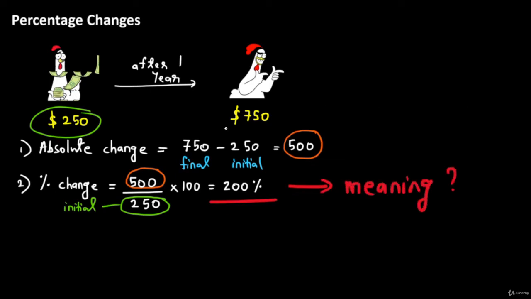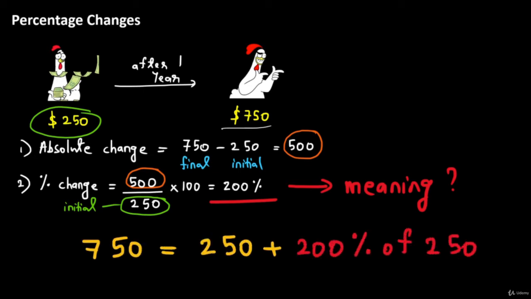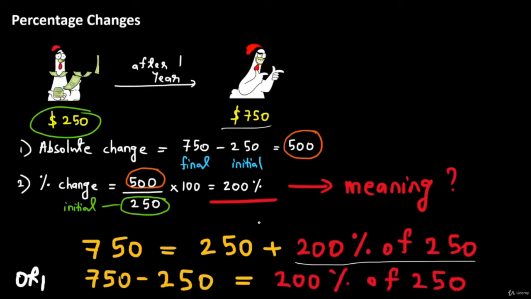Over here, he has finally 750 and he started off with 250, right? You can see that 750 is equal to 250 plus 200% of 250. Or you can say that 750 minus 250, which is the absolute change, is equal to 200% of the initial amount with which he started off. And that is what we mean with percentage change. So the change is what percentage of the initial amount. The change is 500 and that's 200% of the initial amount.